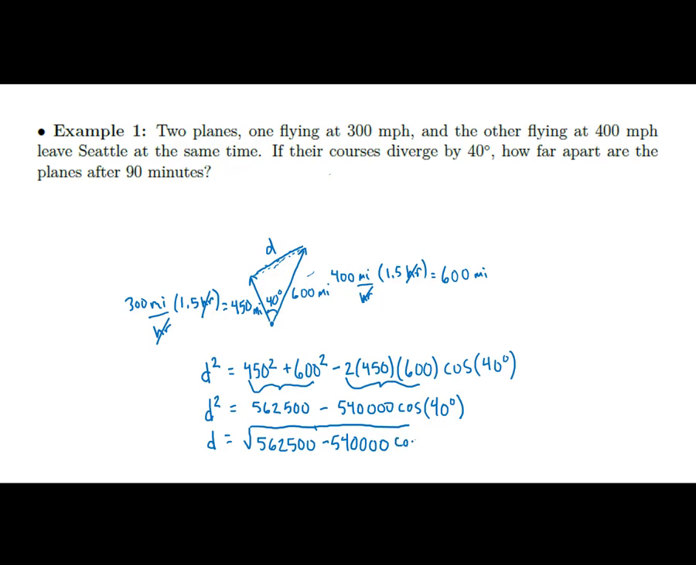So typing all that in, making sure, of course, my calculator is in degree mode, what I get is 385.8 miles. And that's how far apart they are after that period of time. And based on my picture here, that seems pretty reasonable.